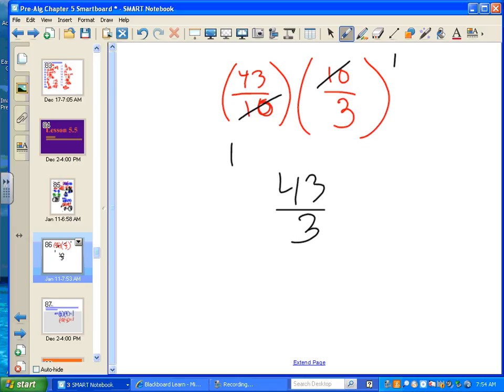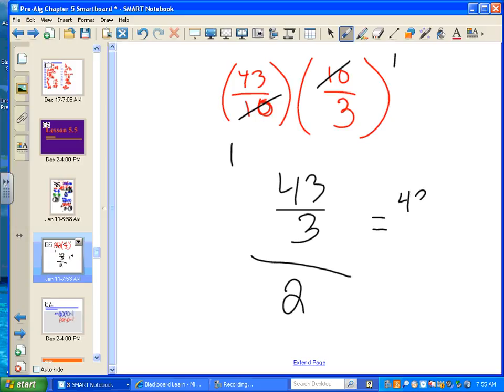How did you change it to 14 over 3? Okay, I want you to keep it as an improper fraction though. Because if you change it to a mixed number, you have to convert it back to an improper fraction, and you're going to create more work for yourself. You know what I mean?